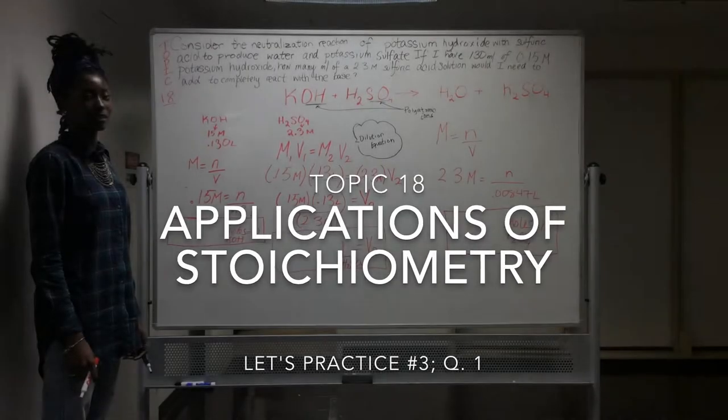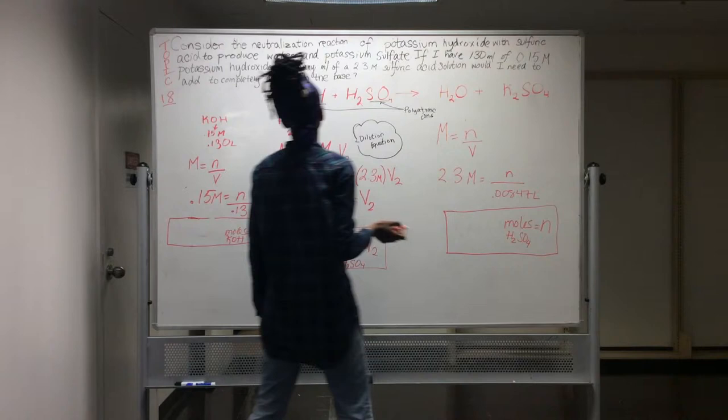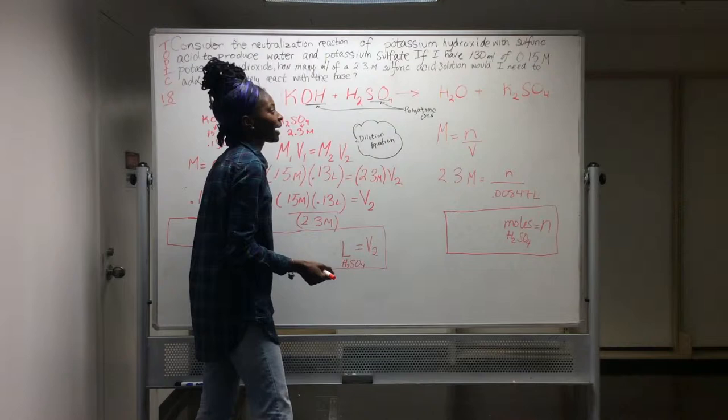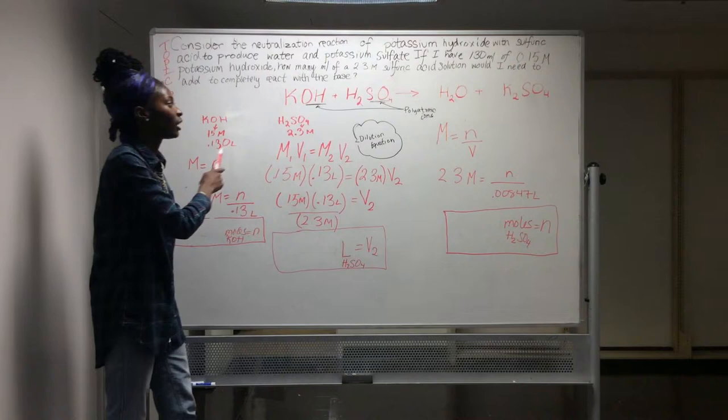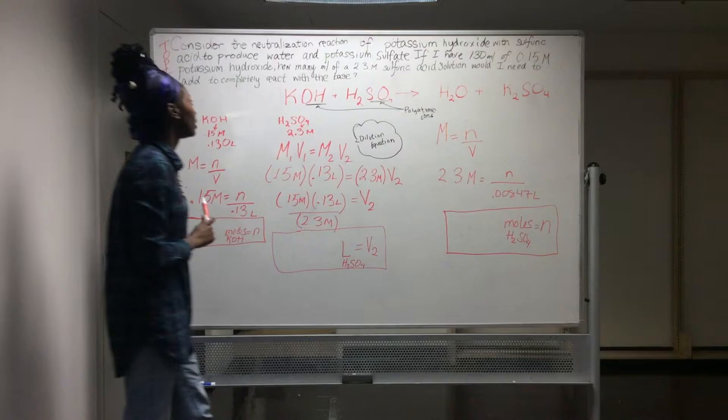Topic 18, let's practice 3, number 1. Consider the neutralization reaction of potassium hydroxide with sulfuric acid to produce water and potassium sulfate. If I have 130 milliliters of potassium hydroxide with a molarity of 0.15, how many milliliters of sulfuric acid with a molarity of 2.3 would I need to add to completely react with the base?